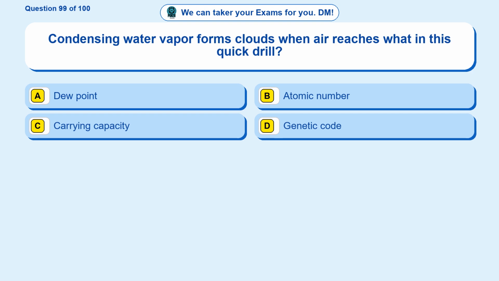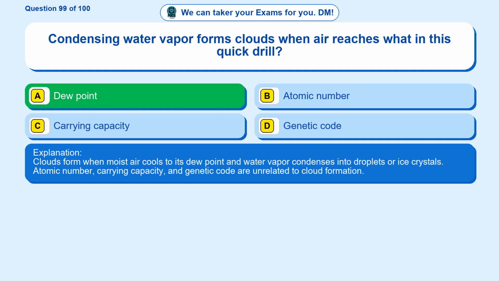Question 99. Condensing water vapor forms clouds when air reaches what in this quick drill? Option A, dew point. Option B, atomic number. Option C, carrying capacity. Option D, genetic code. The correct answer is option A. Dew point. Clouds form when moist air cools to its dew point and water vapor condenses into droplets or ice crystals. Atomic number, carrying capacity, and genetic code are unrelated to cloud formation.